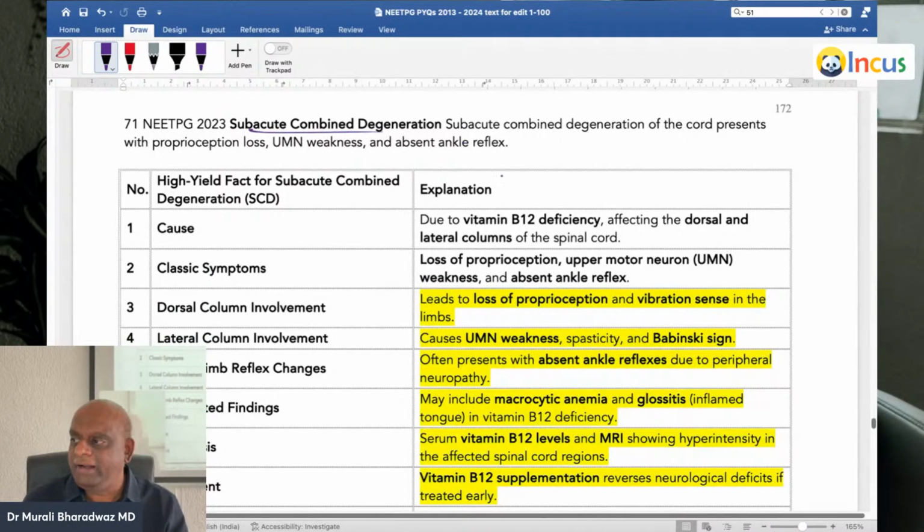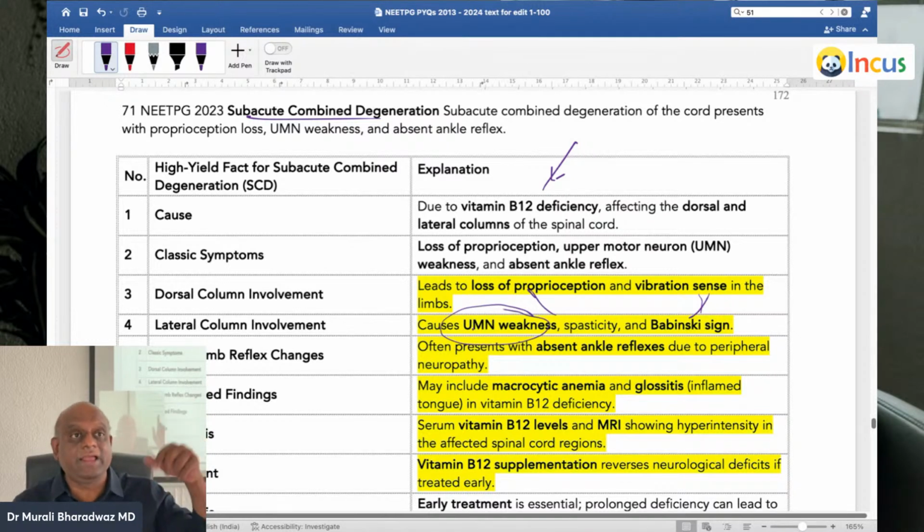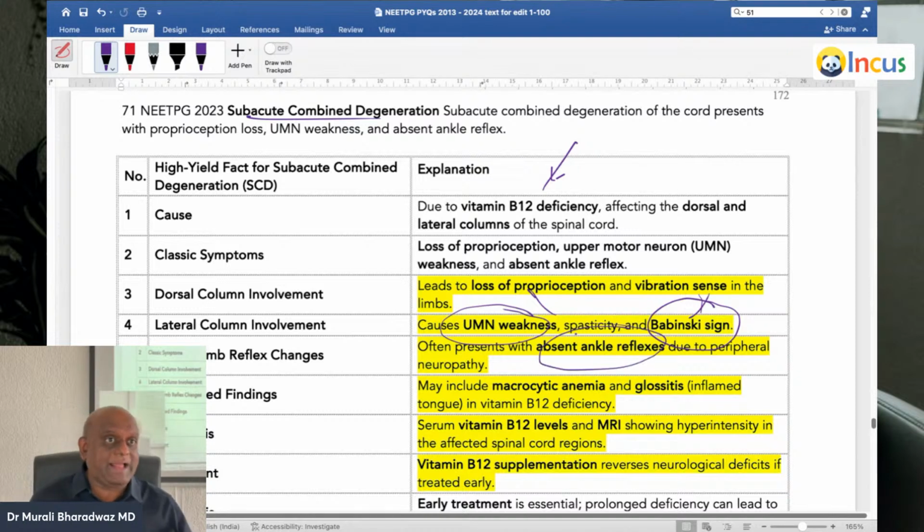Now, subacute combined degeneration is because of vitamin B12 deficiency, where there is a loss of proprioception and vibration, and also there is a pyramidal tract involvement, hence upper motor neuron weakness in the lower limbs, like spasticity and Babinski positivity, and lower motor neuron reflexes in the upper limbs. That is because of neuropathy. Why neuropathy in vitamin B12 deficiency? Because of demyelination. And neuropathy also can cause absent ankle reflexes.